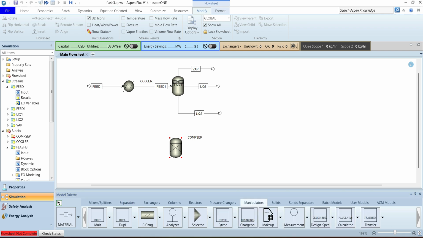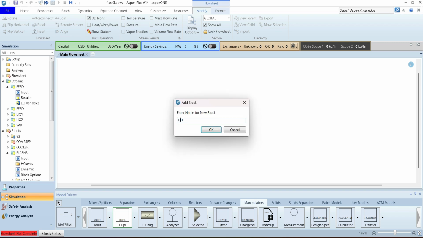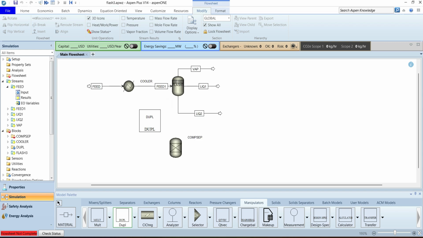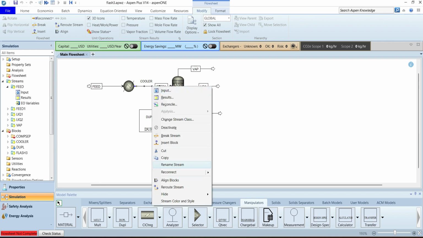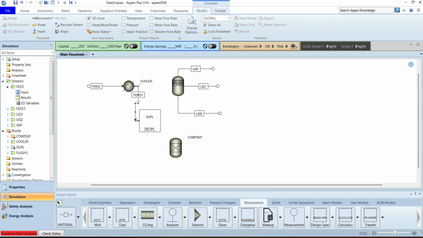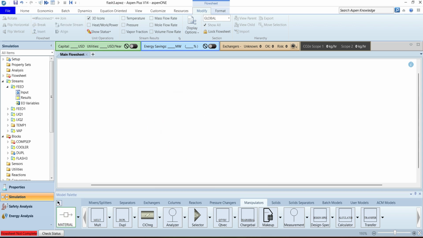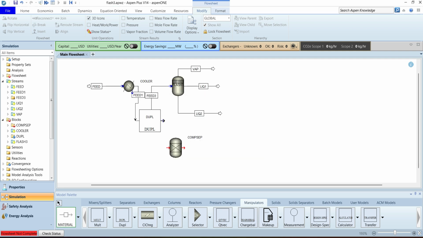For that, let's go to the manipulator. In the manipulator, there is a block called duplicator. It's a stream duplicator. So we can take the inlet as the same. We can take one outlet for the Flash2 column and one for the component separator.